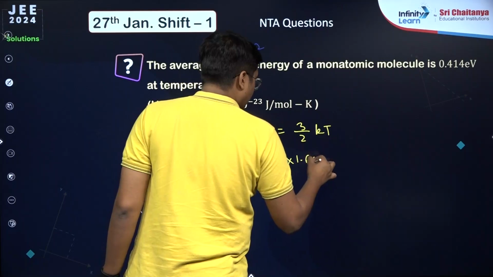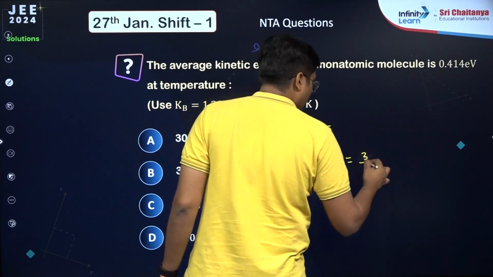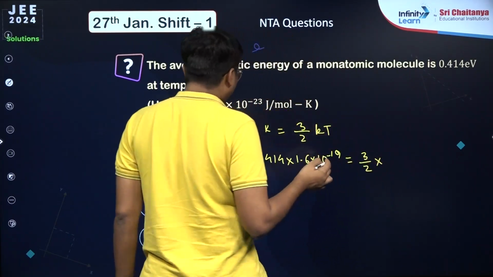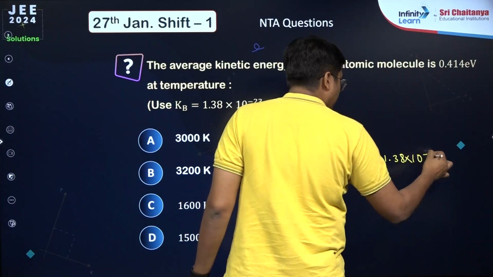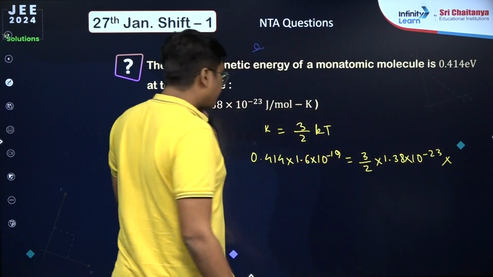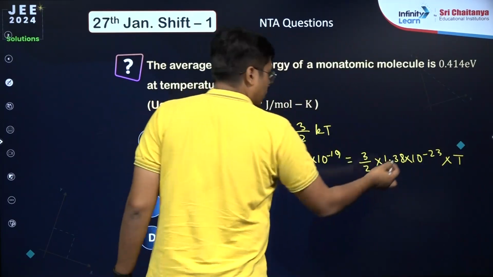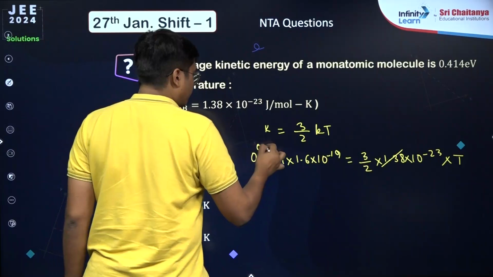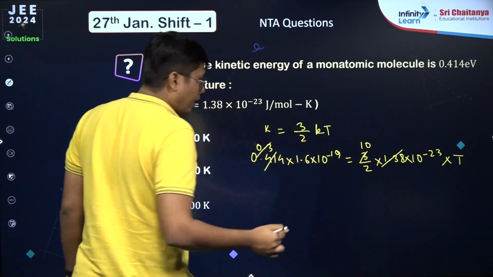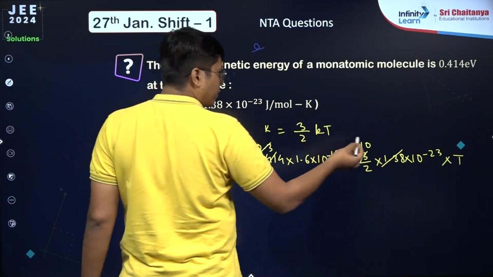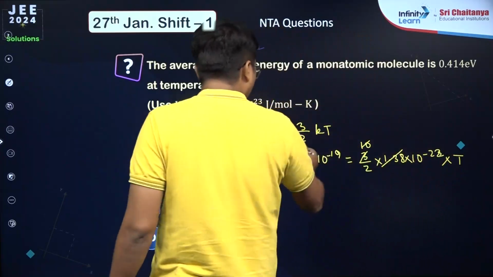into 1.6 into 10 to the power minus 19 is equal to 3 by 2 into k, which is 1.38, 10 to the power minus 23, into the temperature. That T is what we need. Now this will go with this with 0.3. This will go with this as 10. And I think over here we then have 10 to the power minus 22, cross multiplied.